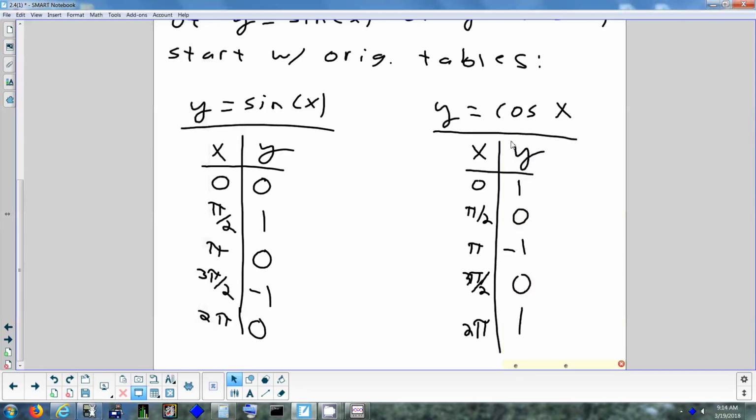So if I give you a problem involving cosine, start with the table on the right. Sine, table on the left.